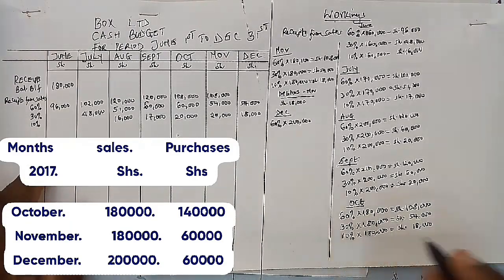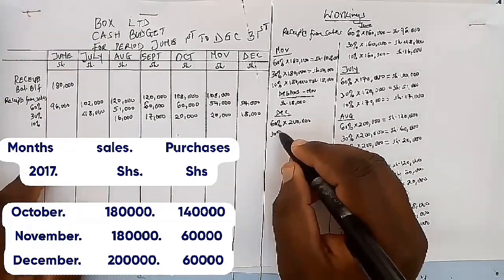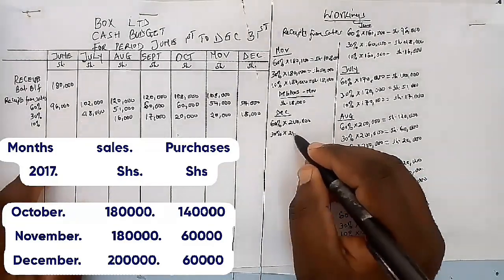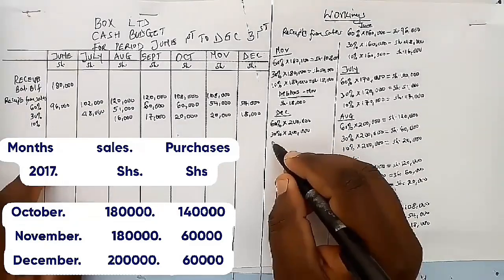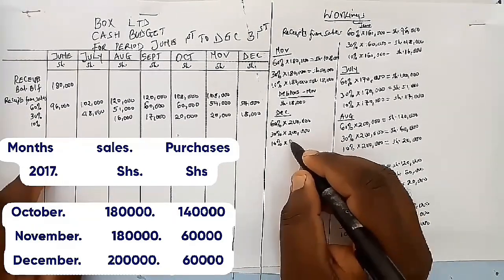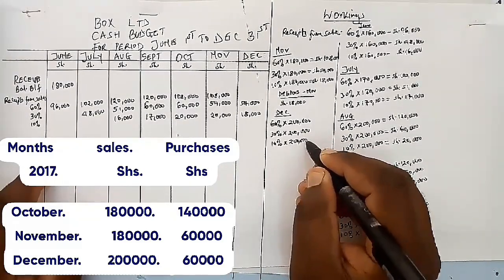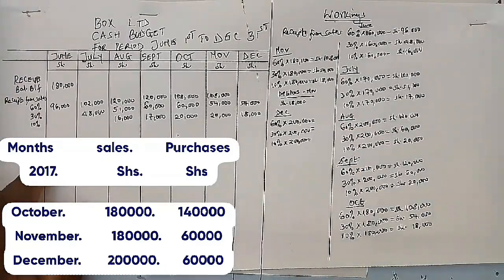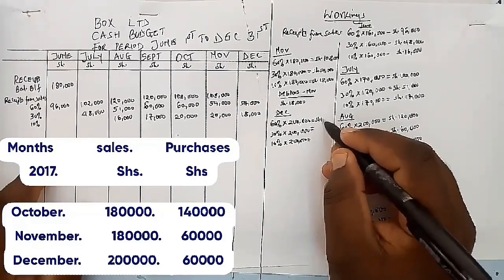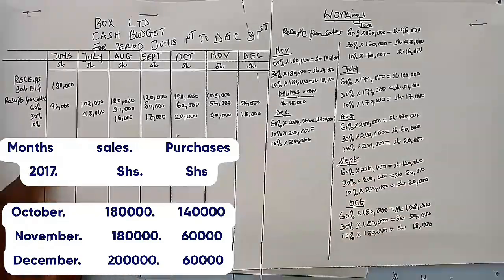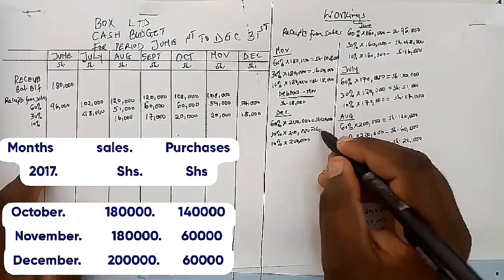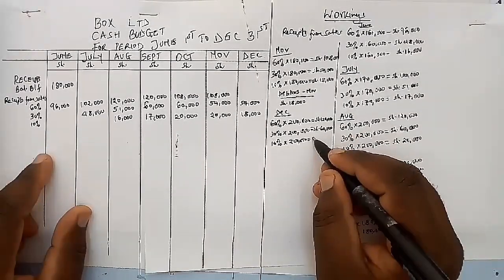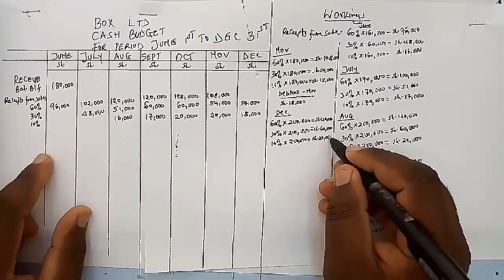The same month, the 30% to be received the following month, so of 200,000 to be received the following month, 10% will be received 2 months after sales. So the 60% of 200,000 will be shillings 120,000, the 30% will be shillings 60,000, so the 10% will be shillings 20,000.